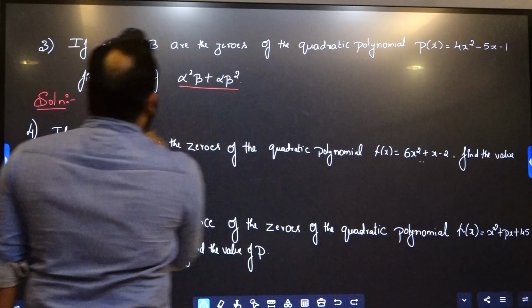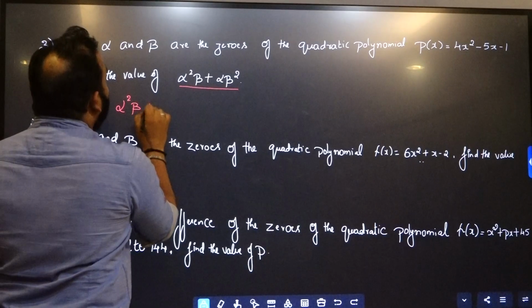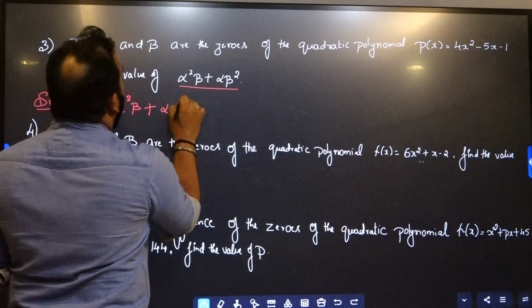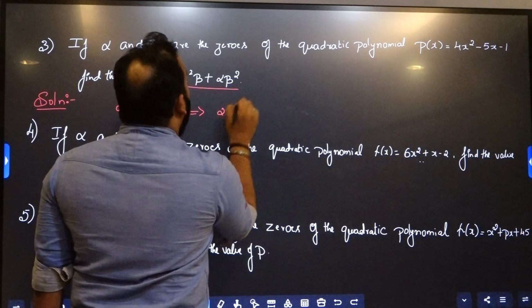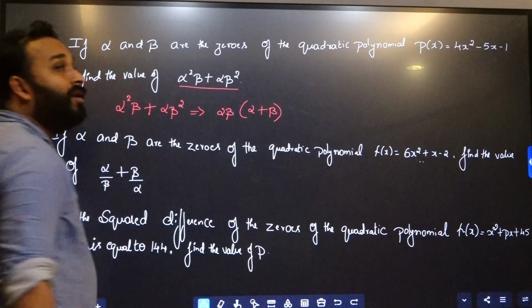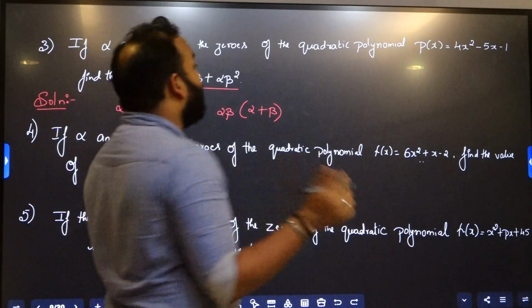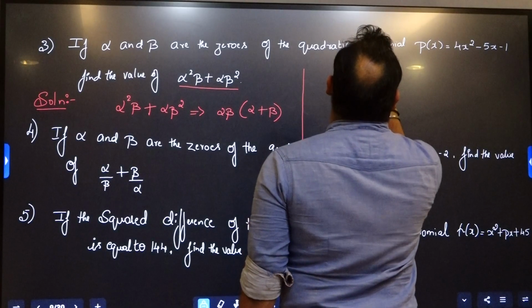First, take what has to be proved. From that, do you see something which can be taken common here, children? Yes, of course. What is that? You can take alpha beta common from the first term as well as the second term. So this will easily get simplified into alpha beta into alpha plus beta. Yes. Now it's very easy because my children know how to find alpha plus beta and alpha beta.